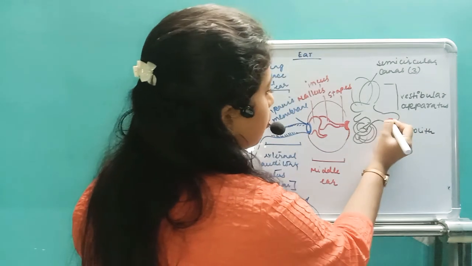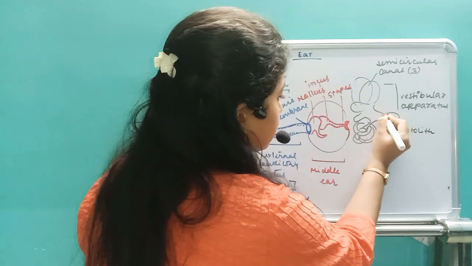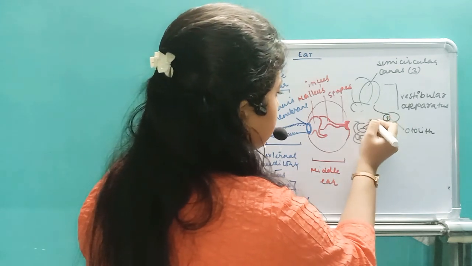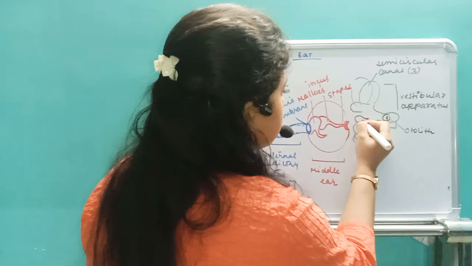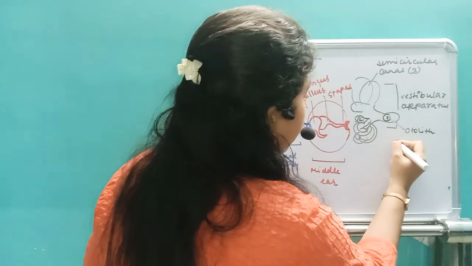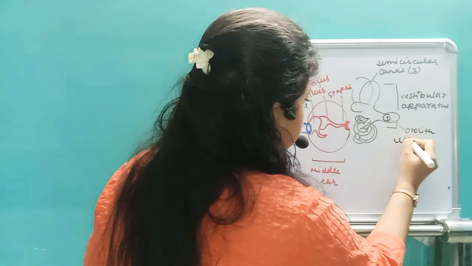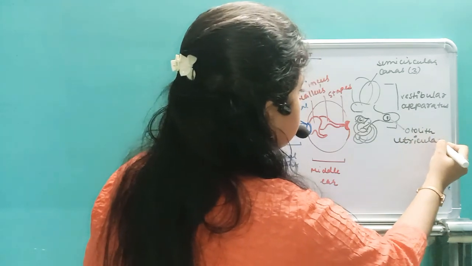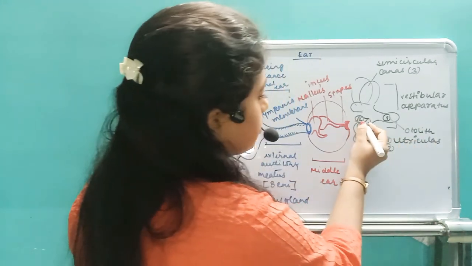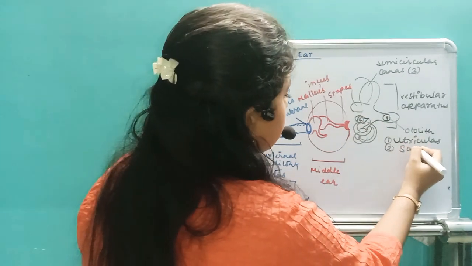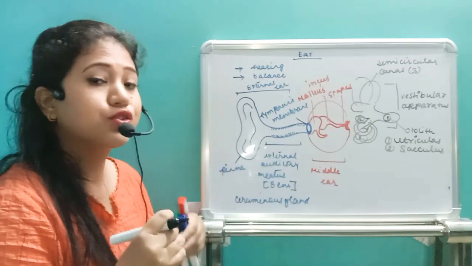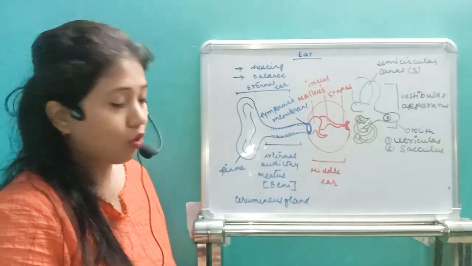So this otolith organ has two parts. One is this part, second one is somewhere here. So here this is the next part, this is the second part. Okay, so this is the utriculus, the first part, and the second one, this part, is the sacculus. Utriculus and sacculus are called the otolith organ.